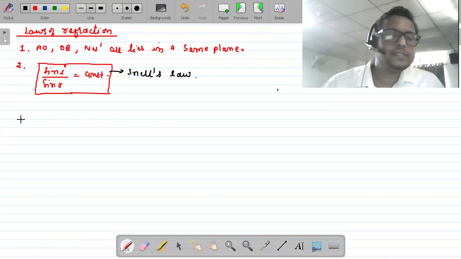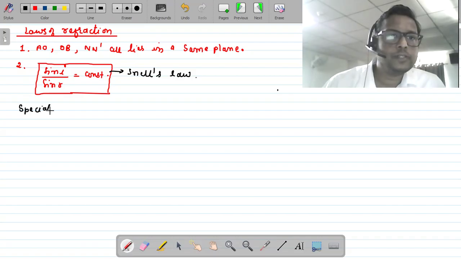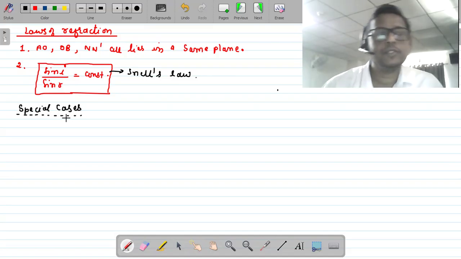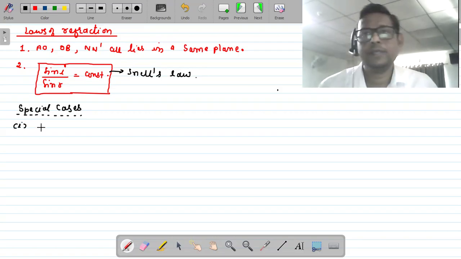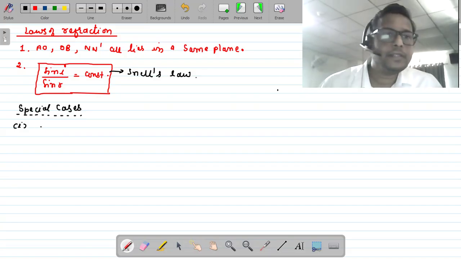Okay, now let's see some special cases. Let's take the first case. What is happening in this case? The light ray is traveling from a rarer medium to a denser medium.